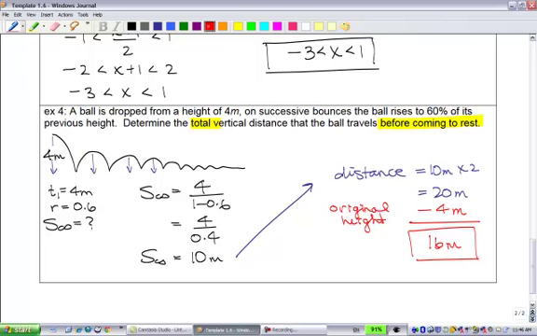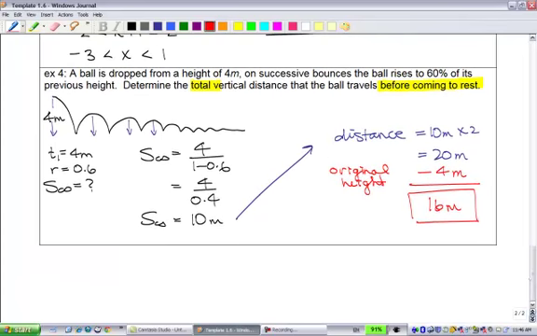So to recap, it's a sum infinity question. We double that because it heads both up and down that amount, except we need to subtract off 4 meters, which is the original amount. It didn't go up. This ends the examples for sequences and series, infinite geometric series.